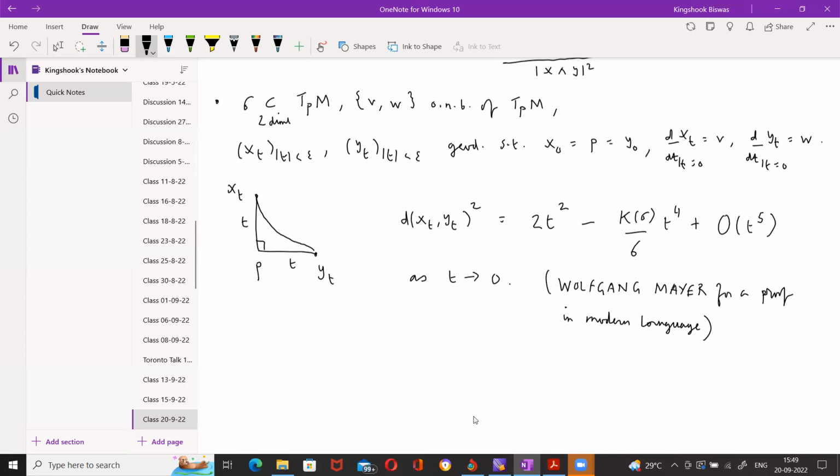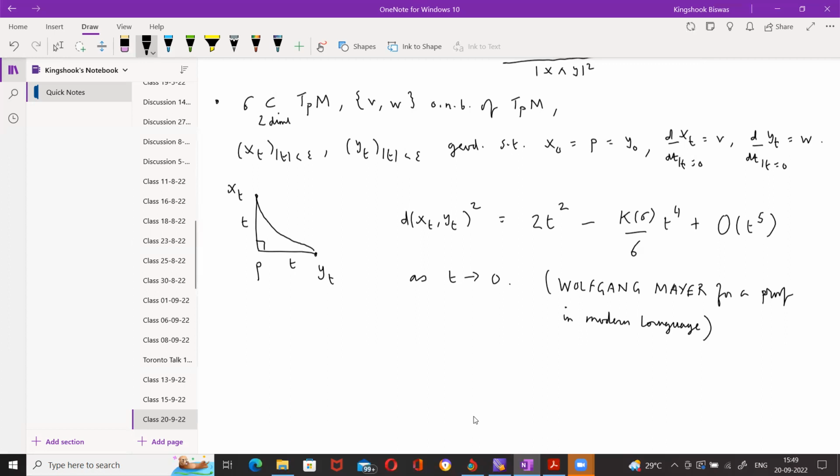So what does this mean? At first order, the manifold looks Euclidean. This is what you would get from Pythagoras' theorem. But then the curvature enters and controls the higher order behavior of this distance. The sectional curvature controls the higher order.